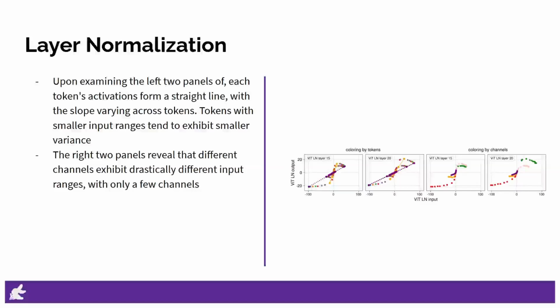By examining the behavior of token and channel activations, we gain insight into the LN layer's ability to perform both linear transformation and nonlinear value squashing. This dual role enables the LN layer to effectively normalize activations and facilitate the learning process.